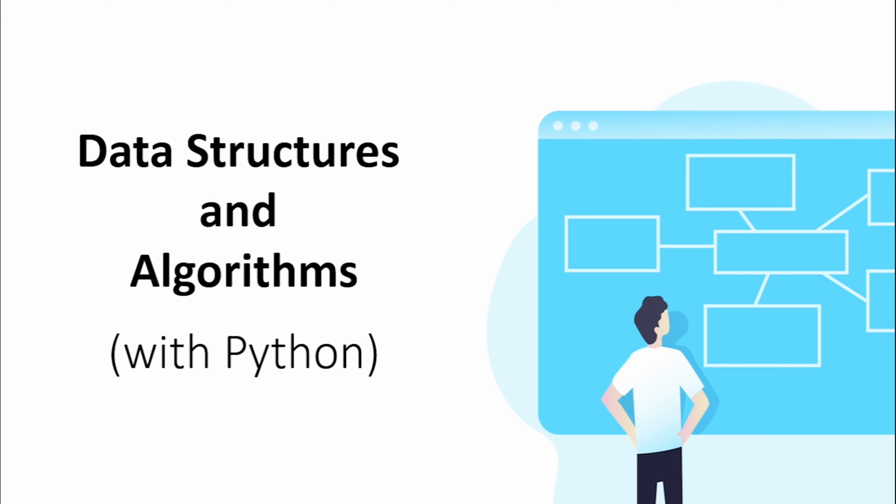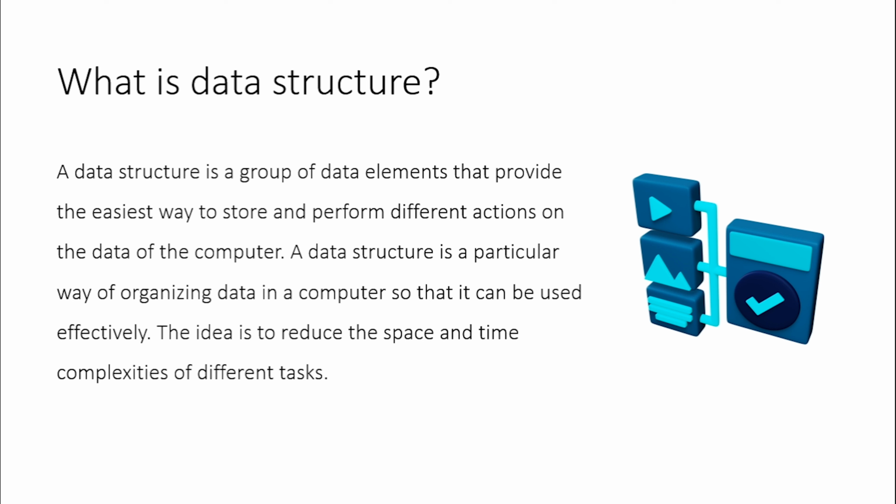So let us look at what a data structure is. A data structure is a group of data elements that provide the easiest way to store and perform different actions on the data of the computer. A data structure is a particular way of organizing data in a computer so that it can be used effectively. The idea is to reduce the space and time complexities of different tasks.